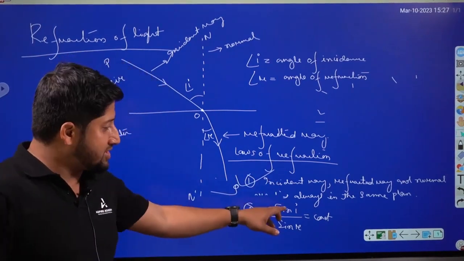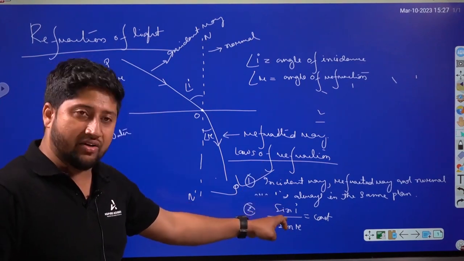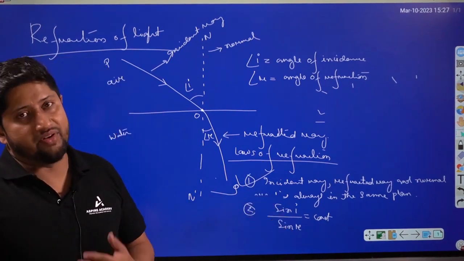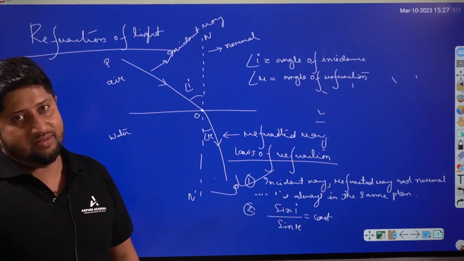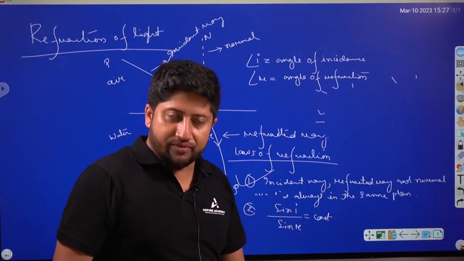And the second one is that the ratio of the sine of the angle of incidence divided by the sine of the angle of refraction is a constant. Okay, so this is all about refraction of light.